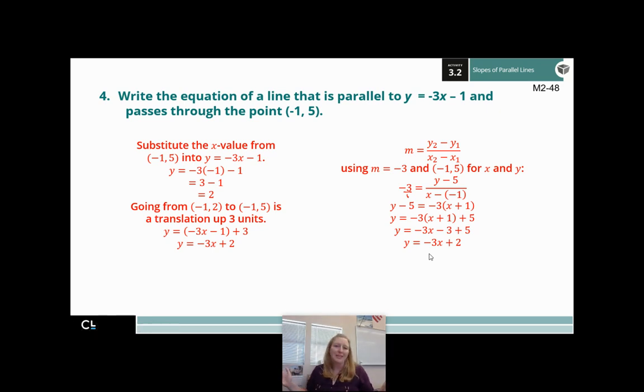Both of these methods work. Both these methods get the job done. You can see we got the exact same answer. So use the one that works best for you.